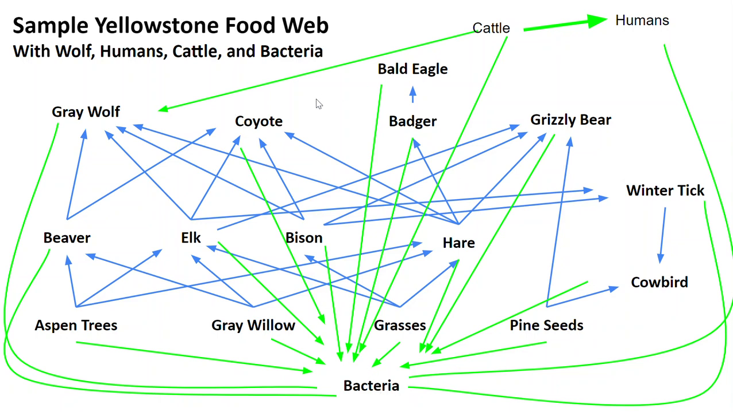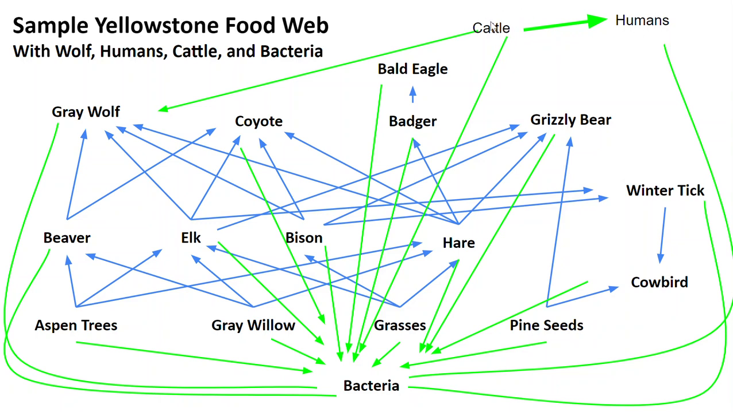I also want to show you that we've added cattle to this food web and humans to this food web. Cattle are going to get their energy from grasses, and I don't have an arrow showing that, but grasses send energy to cattle because cattle are eating grass, right? Gray wolf might eat cattle, which we know is part of the reason the ranchers didn't want the gray wolves near them. So energy can go from the cattle to the gray wolf. Energy can go from cattle to humans.